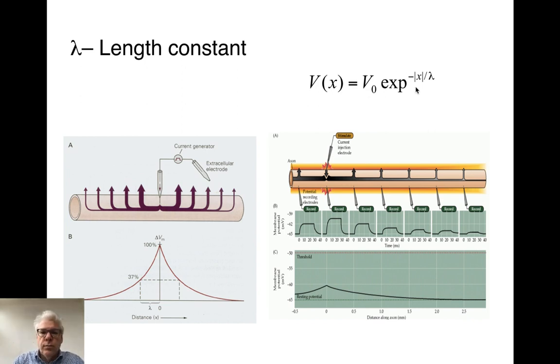Now it's directly obvious that the longer the lambda is, so the larger the length constant, the slower the membrane voltage will drop as a function of the distance. So the length constant is an important part of how fast membrane voltage that is located at a particular position drops as a function of the distance.